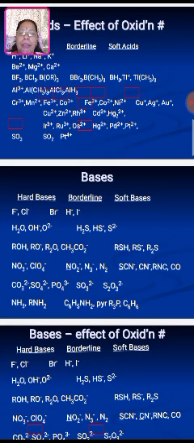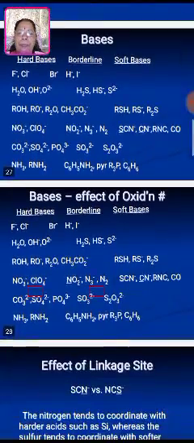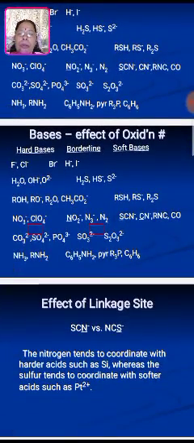Now this third chart explains the hard bases, borderline bases and soft bases. In this case, water, fluoride, nitrate, carbonate and NaC are the hard bases. And iodide, sulfate, carbon monoxide and C6H6 are the soft bases. Now this table again explains the effect of oxidation, showing the ligands placed under the hard bases, borderline bases and soft bases.